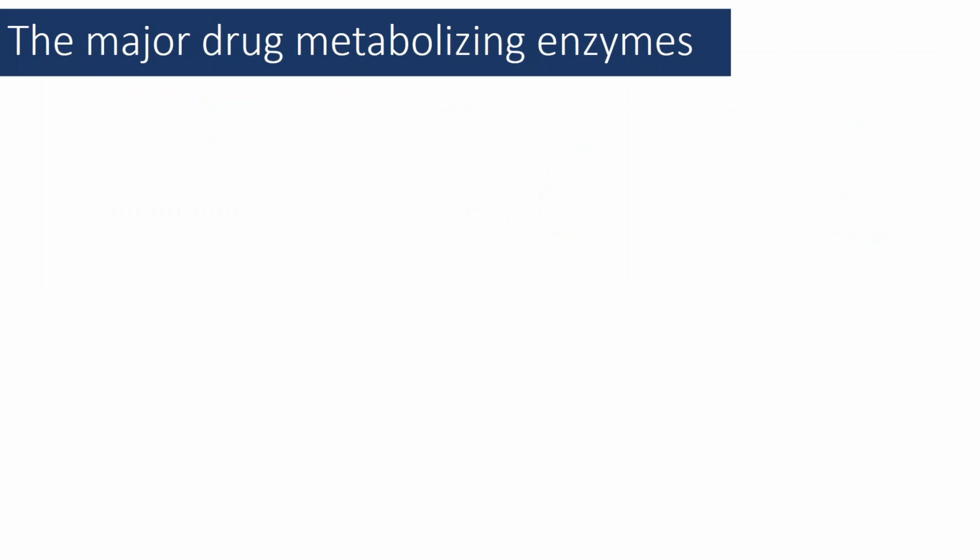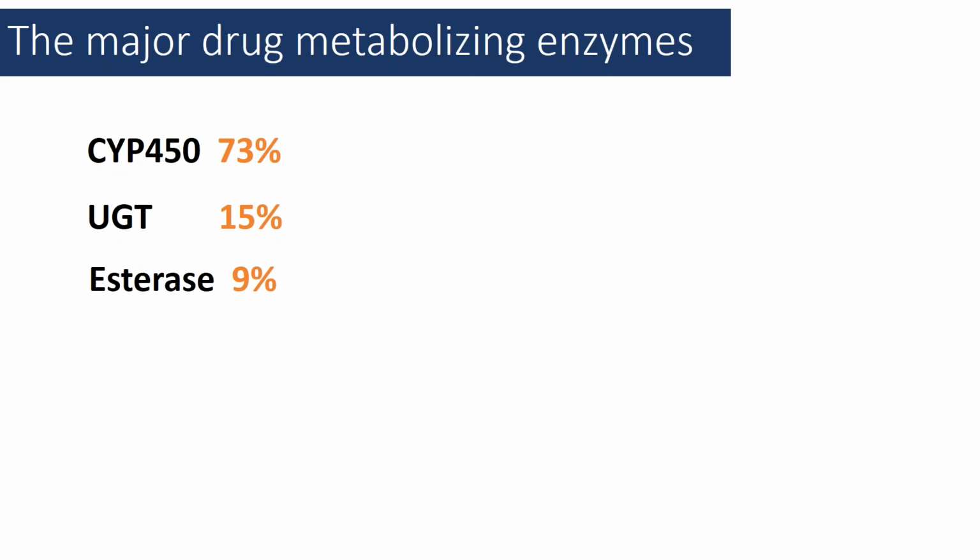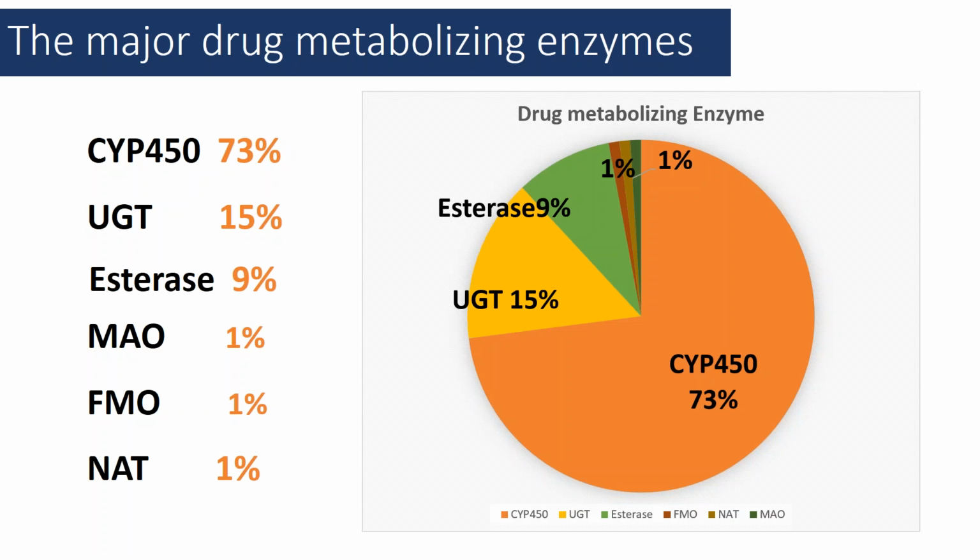The major drug metabolizing enzymes are CYP450, which makes up 73% of the distribution of these enzymes, and then UGT, which is uridine diphosphate glucuronosyltransferase, for glucuronidation, at 15%, esterases 9%, and monoamine oxidases about 1%, and then other small enzymes. Here's the distribution of those. The major enzymes for drug metabolism are CYP450 enzymes.